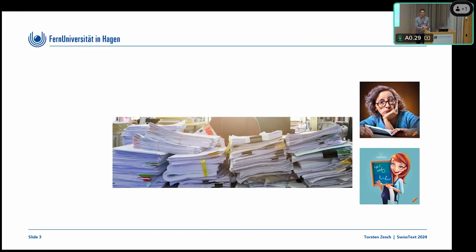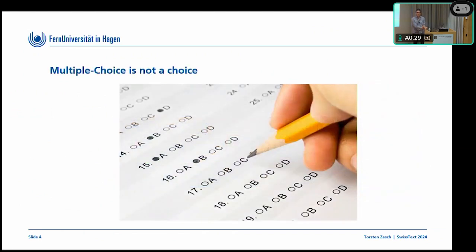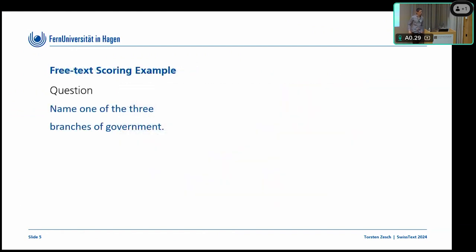Automating exam scoring in general would not be difficult if we would all do multiple choice, right? That is easy to do, but it's not really a choice for pedagogical reasons, because it's well known that this format is very limited, and if we have more open-ended responses, that tests much better what we want to do. And that's why we want to use free text answers. I brought an example from a well-known data set here. Name one of the three branches of government, and now you have to come up with the answer instead of just recognizing it in the multiple choice. That's a much harder task.